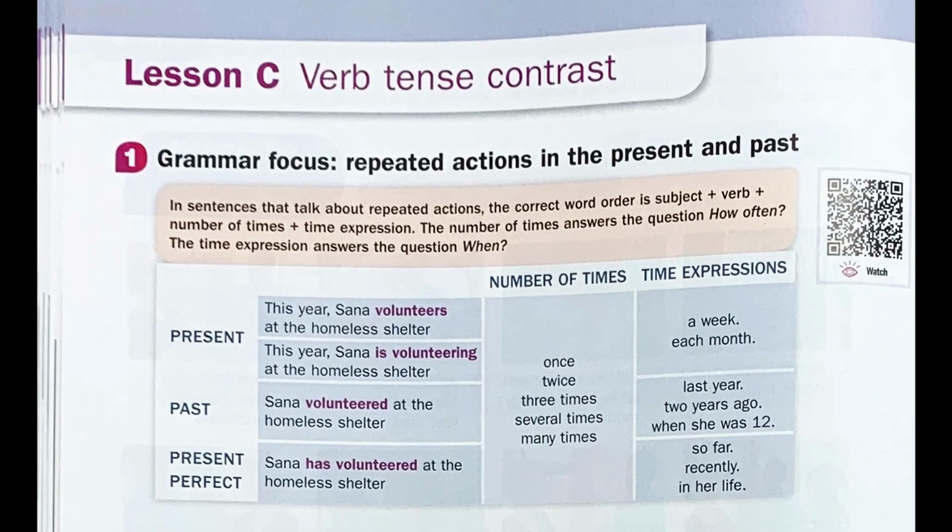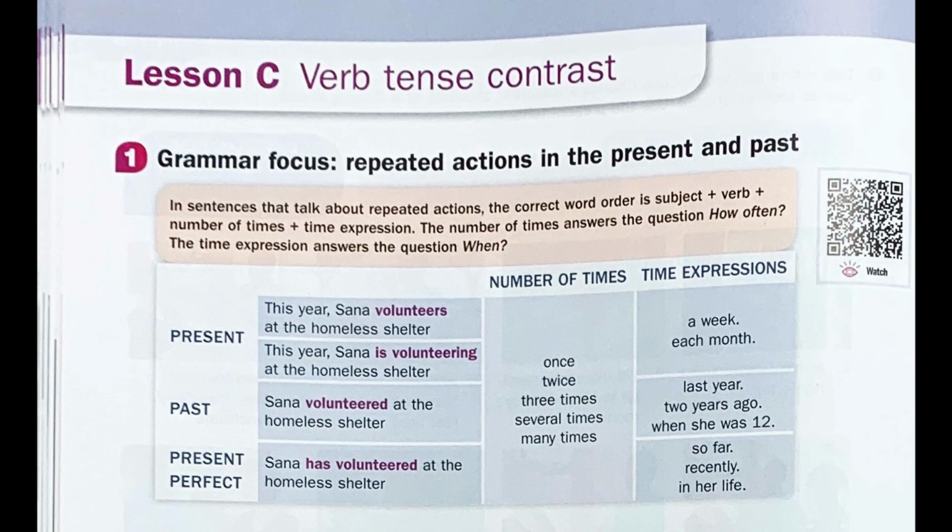Hey guys, welcome. So now we are going to go to our lesson C. We are going to talk about verb tense contrast. What it means is we are going to learn how to use number of times and time expressions together, okay? Because sometimes we want to use both expressions together, and we are going to learn how to use them properly, okay?